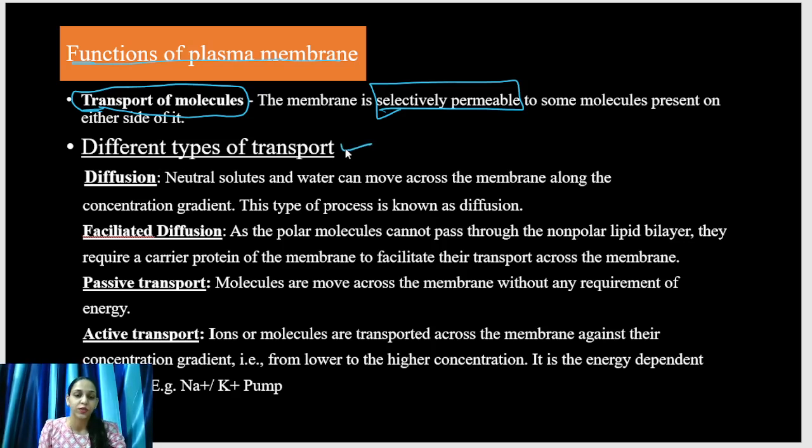Different types of transport. Diffusion. Neutral solutes and water can move across the membrane along the concentration gradient. This type of process is known as diffusion. See, this is the plasma membrane. External environment, internal environment. Some solutes are present here, some are here. Water molecule.